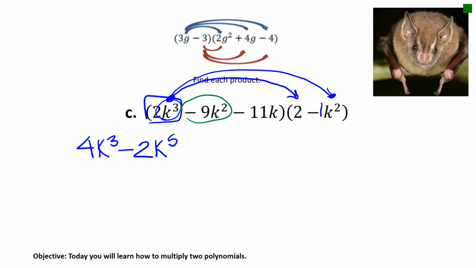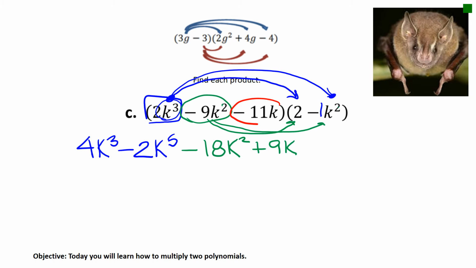Now I'm going to take this negative 9k squared and multiply it over here. Negative 9 times 2 is negative 18, and it's k squared, so I'm just going to put it right behind it because it doesn't match up with anything else. Then I've got negative 9k squared times negative 1. Negative 9 times negative 1 is positive 9. I've got 2 plus 2 more, 4 k's, so I'm just going to put it in the back because it doesn't match with anything.